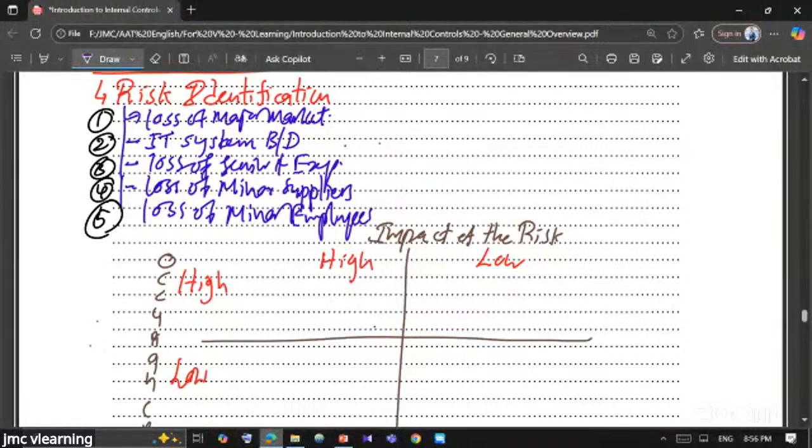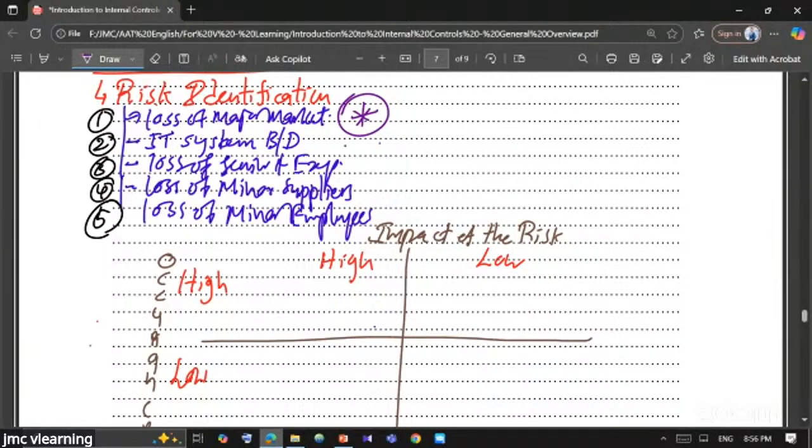Right, so we'll go to this. Loss of a major market. What do you think about the impact? Is it high or low? High. Why are you saying it's high? Because you lose your business, revenue. Agreed, it is considered a major market. So as a result of that, the impact is high.